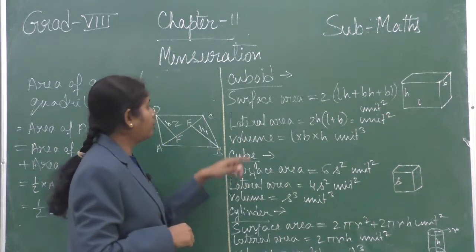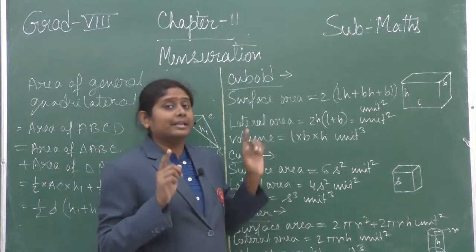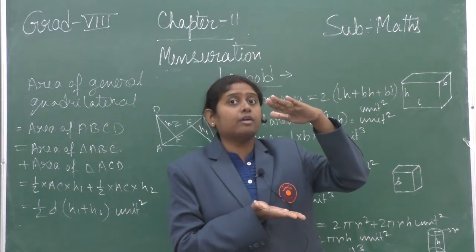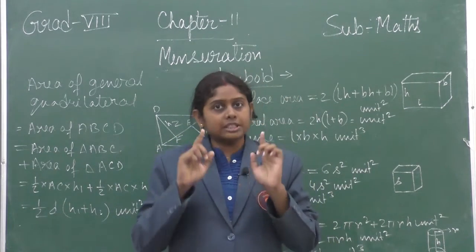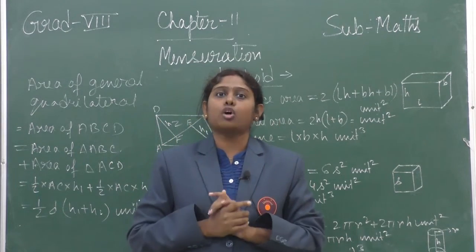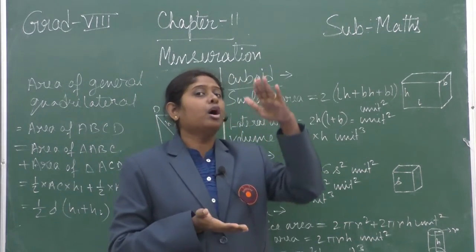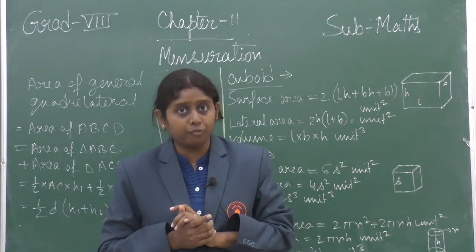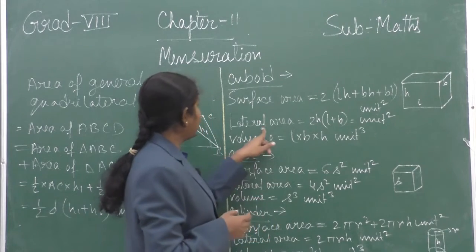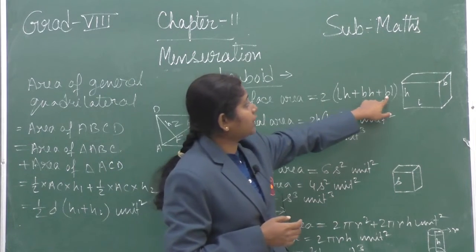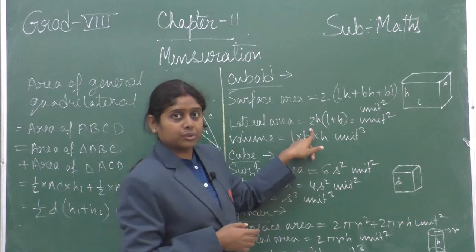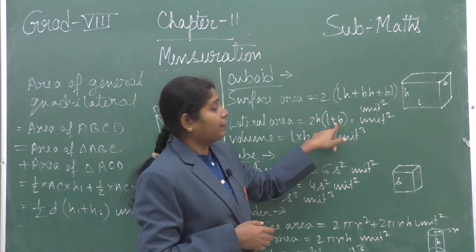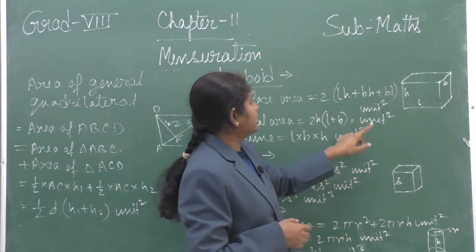Come to the next formula, that is lateral area. Lateral area means without the top and bottom surface of a cuboid. So, just calculate the side surface of the cuboid. If we remove two surfaces, that is bottom and top, then the remaining surfaces are 4 sides, right. So, the lateral area formula is 2H into B plus L unit square.